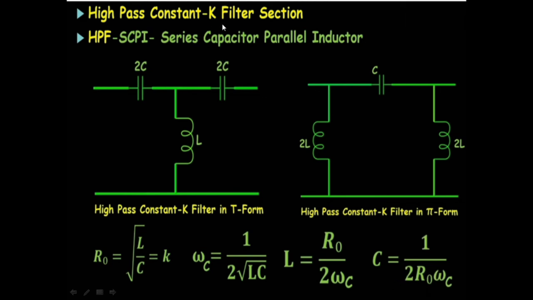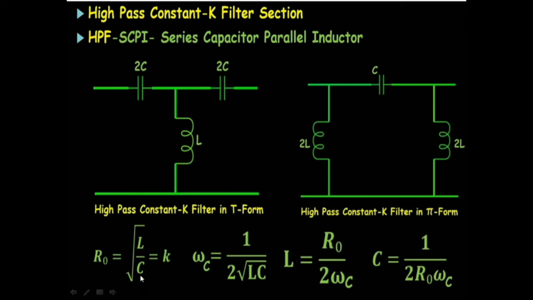Okay, now the high pass constant K filter section. High pass filter எடுத்துட்டீங்கன்னா first series capacitor, parallel inductor. But component-ல் 2C போடணுமா இல்லை C/2 போடணுமாங்கிறது நீங்கள் தான் ஞாபகம் வச்சுக்கணும். So series capacitor and parallel inductor, 2C and L, and based on that here also the R naught, omega C, L and C values. When you compare to the previous case you will get some reciprocal value. For example, omega C equal to 2 divided by root LC there means here you will get 1 by 2 root LC. Like that, only the denominator and numerator portions will differ. Comparatively, you have to remember it.